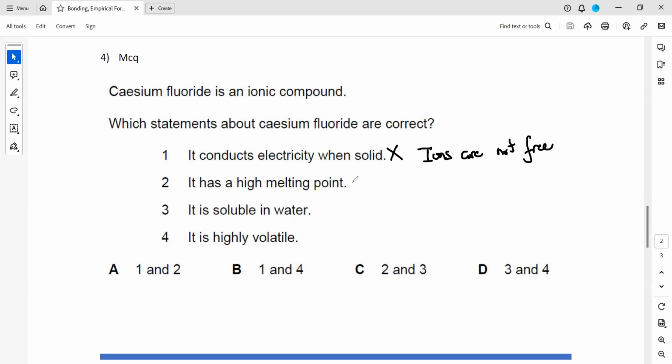It has a high melting point. That's true. Ionic compounds have a high melting point. It is soluble in water. Most ionic compounds are soluble in water.